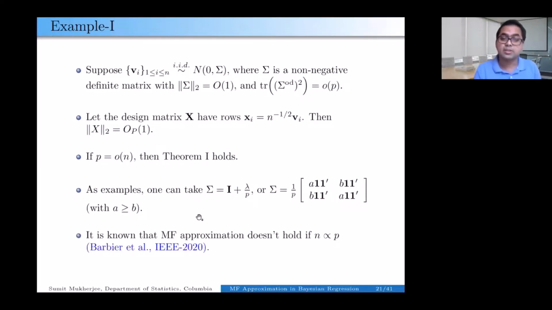Just as a comment, it is known that if you take n and p to be proportional, then the mean field approximation doesn't hold. They show that the answers don't match in this case. So this result is tight. You don't expect mean field beyond this condition.